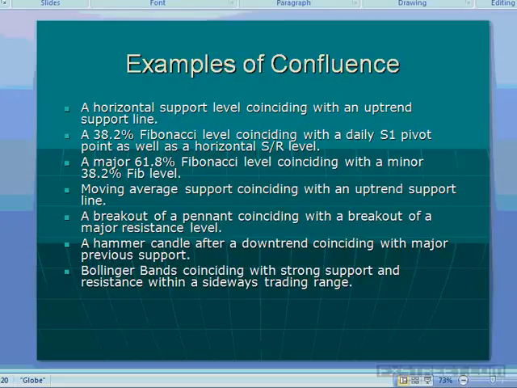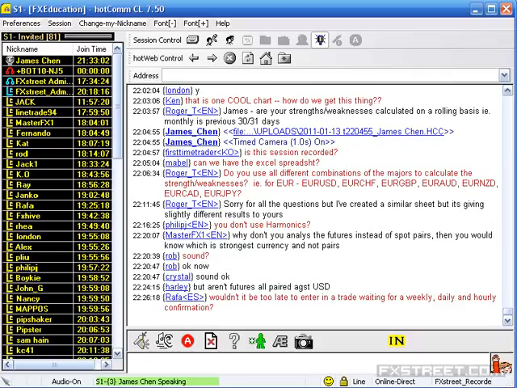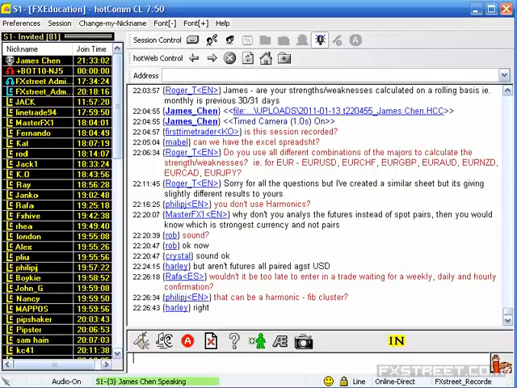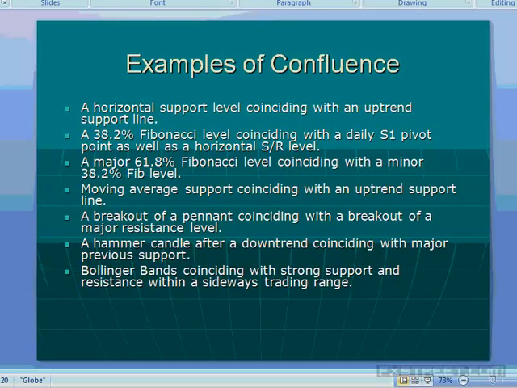Now, Harley, the question is, aren't futures all paired against the U.S. dollar? Yes, in the U.S., the futures, let's say the euro futures or the Swiss franc futures, etc., are paired against the U.S. dollar. Yes, but you're still playing with pairs there. So if you're talking about the euro futures, you can't really be trading it in isolation. It's going to be paired against something. In this case, it would be the U.S. dollar.